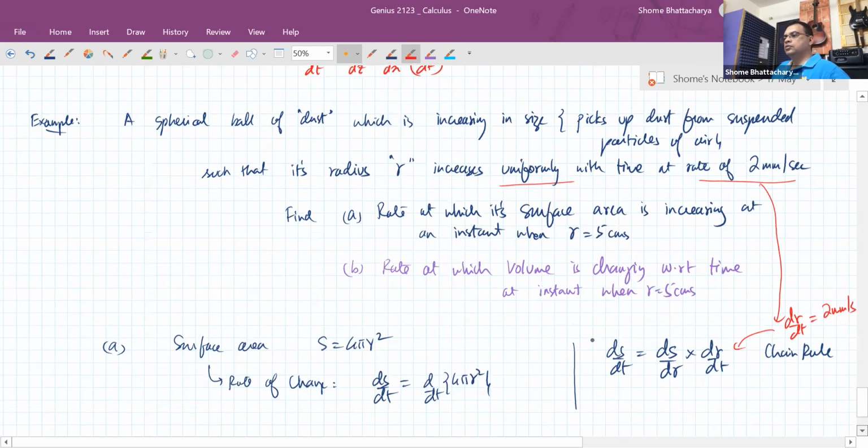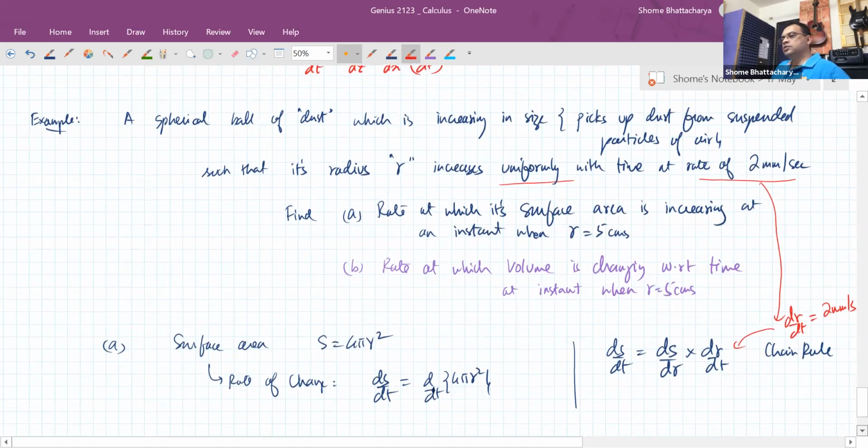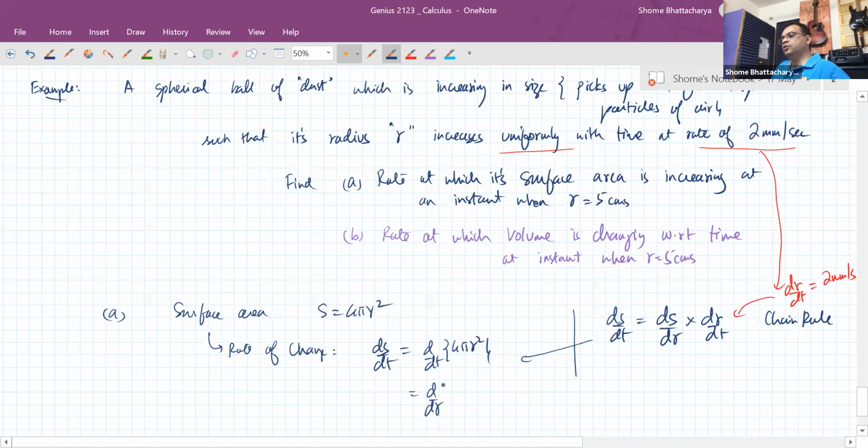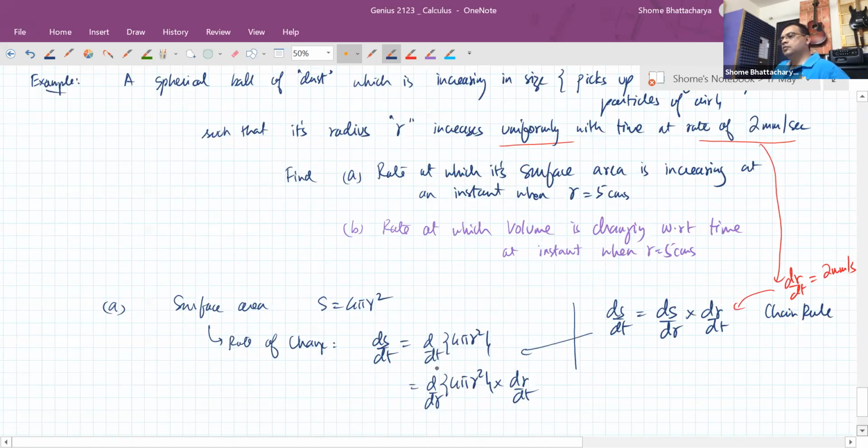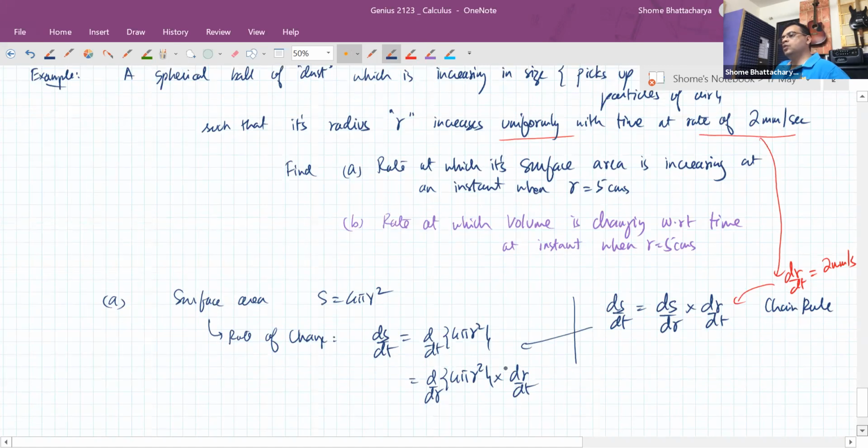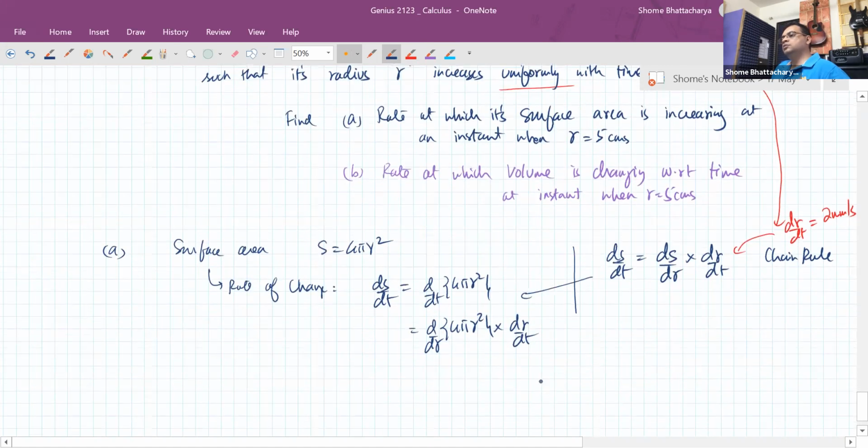So this will become differentiation with respect to r of 4 pi r square into dr by dt. So that is 4 pi into 2r into dr by dt. So as a relationship, we can see that rate of change of surface area is going to be 8 pi r into dr by dt.